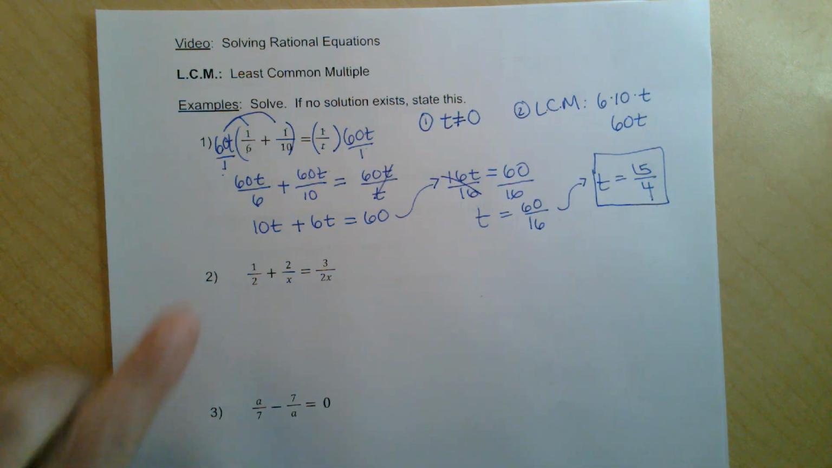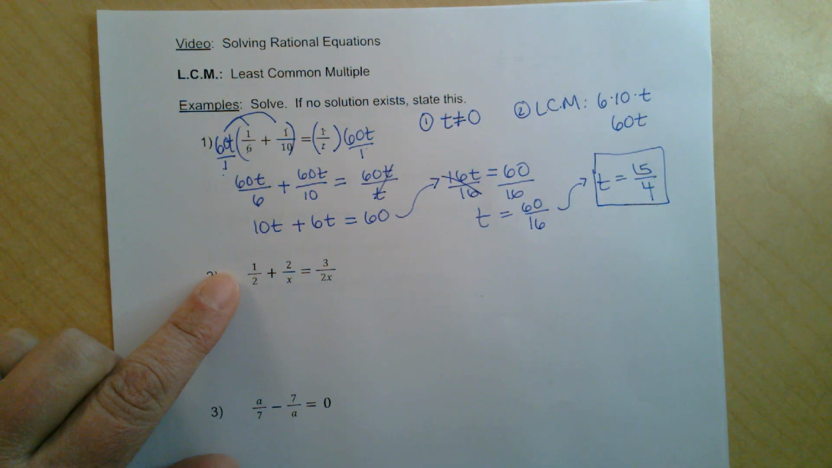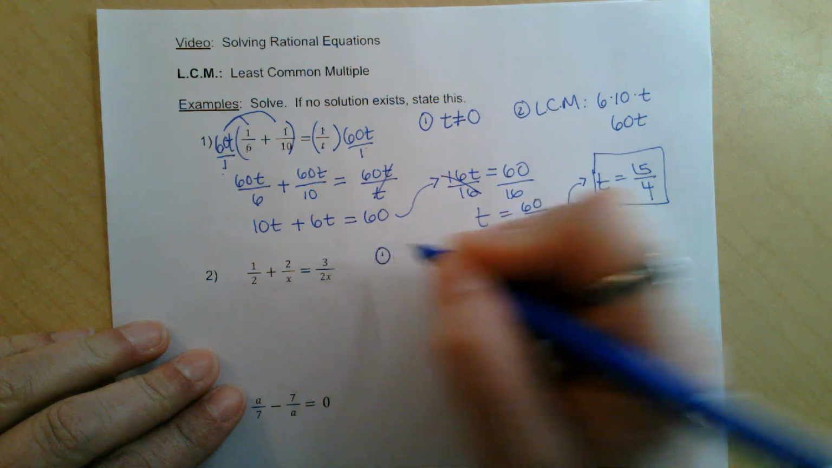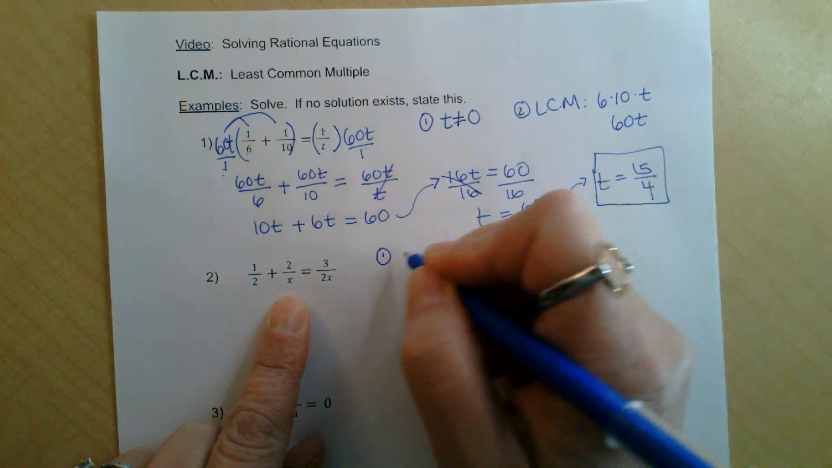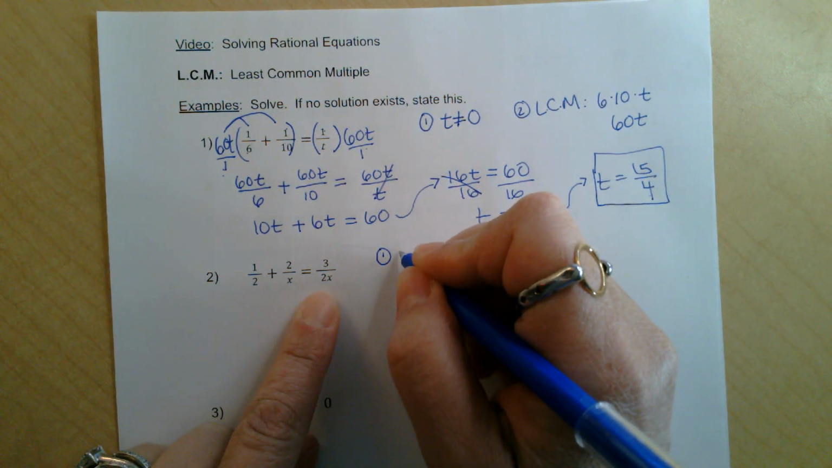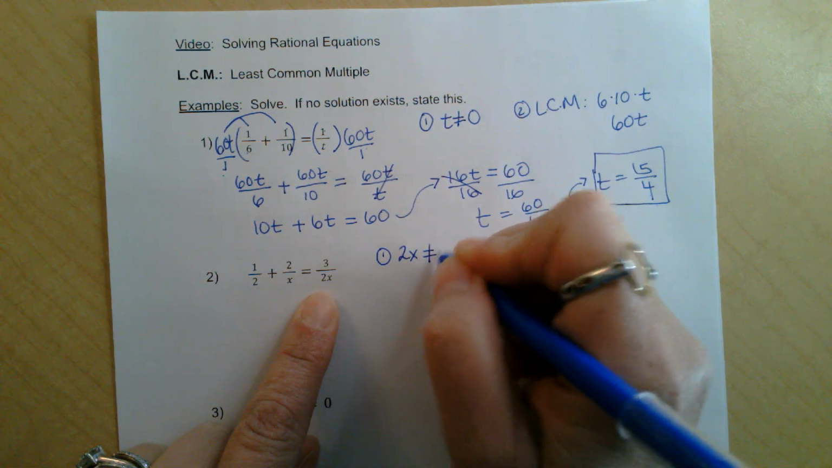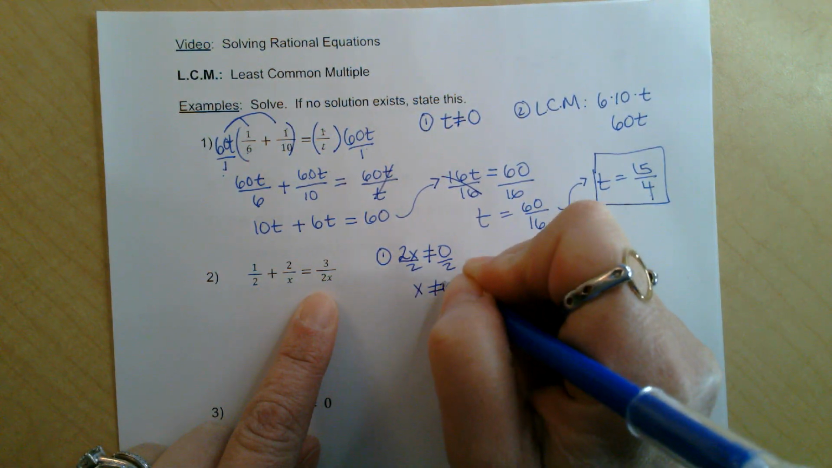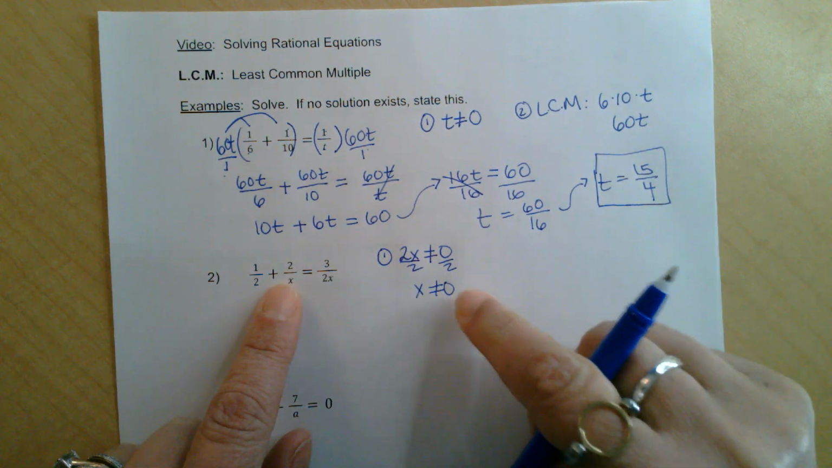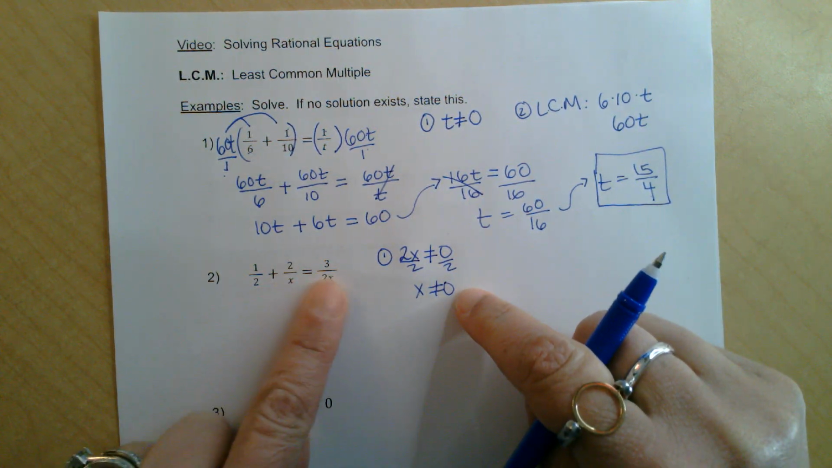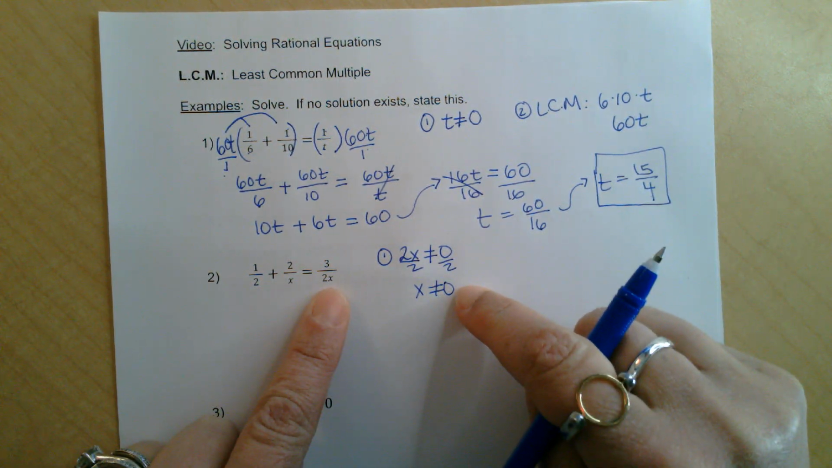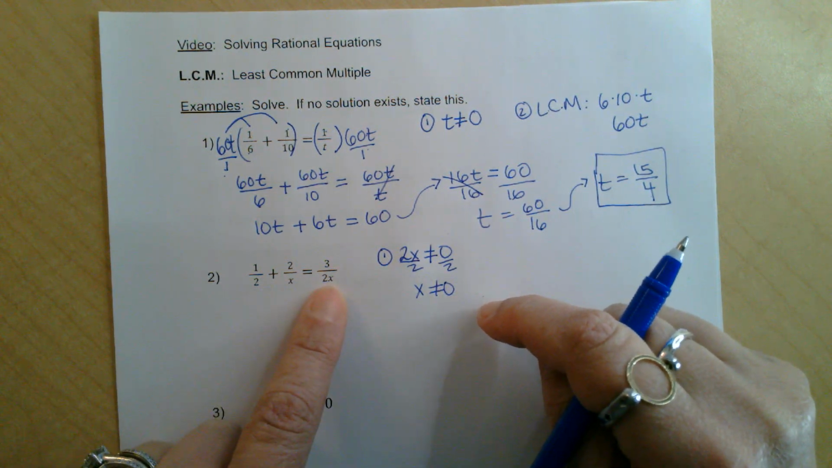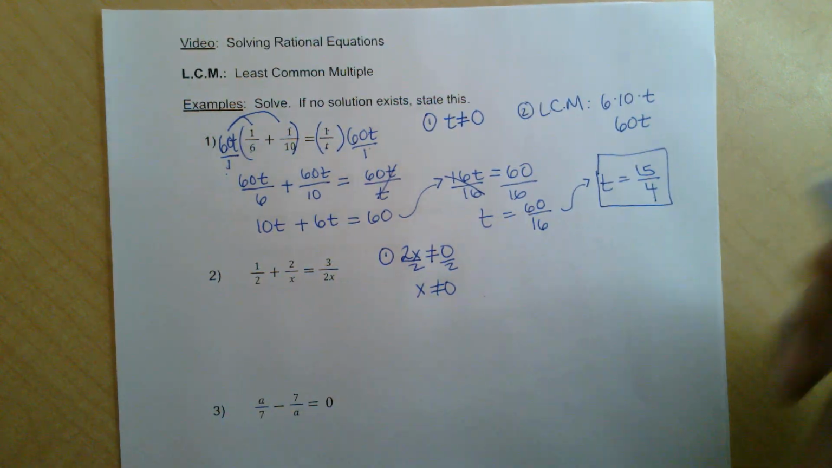Okay, number 2. 1/2 plus 2 over x equals 3 over 2x. First, let's state the restriction on the domain. We know here x can't equal 0, and here 2x can't equal 0. And if we divide by 2, we'll see x can't equal 0. And x can't equal 0 here, so this satisfies both of these. We don't have to write this restriction twice. We know x can't be 0 here, and x can't be 0 here. So you only have to write it once.